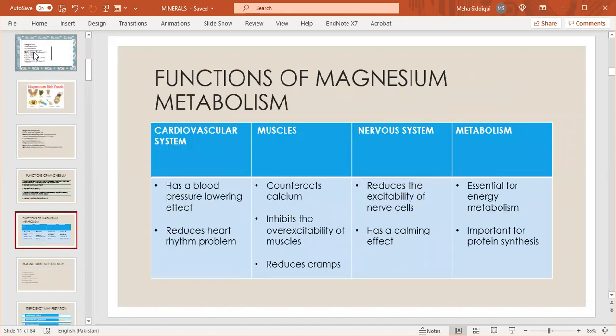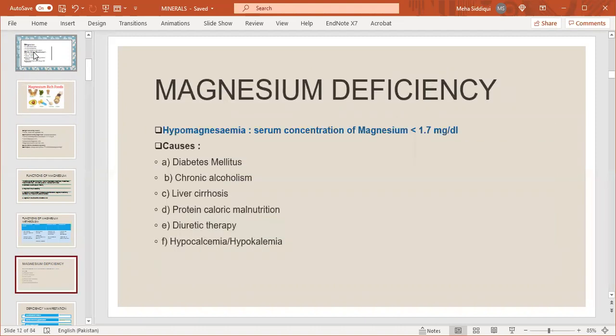Now, functions of magnesium in metabolism. On the cardiovascular system, it has a blood pressure lowering effect. It reduces heart rhythm problems. In muscles, it counteracts calcium and inhibits the overexcitability of muscles. It reduces cramps. In the nervous system, it reduces excitability of nerve cells. It has a calming effect. In metabolism, it is essential for energy metabolism, and it is important for protein synthesis.